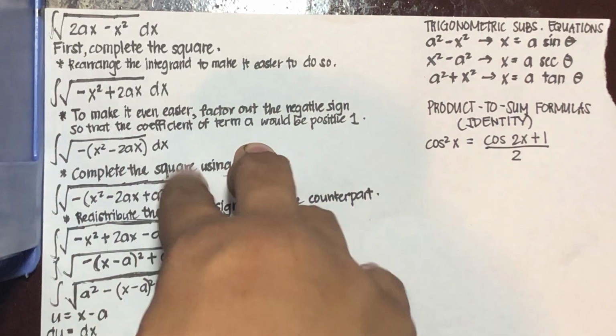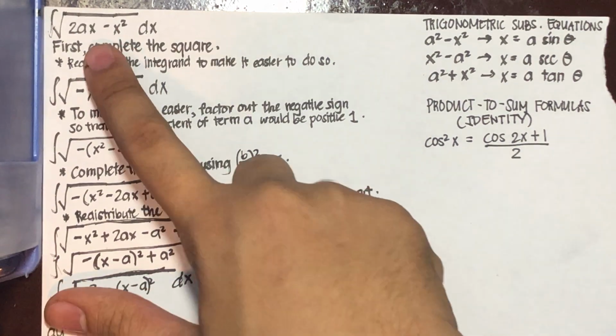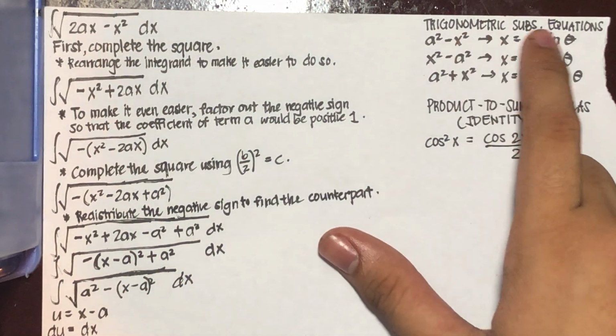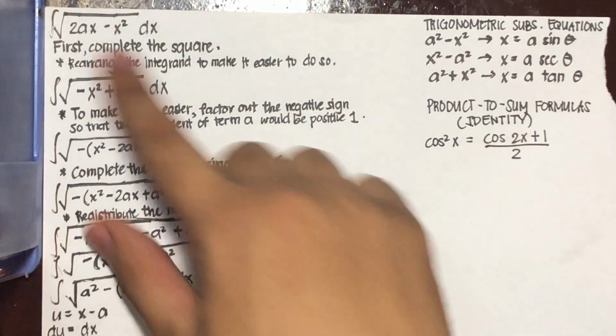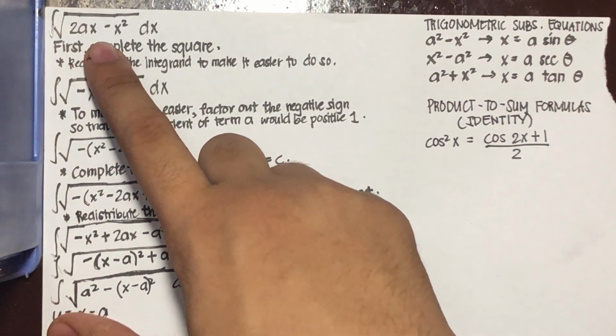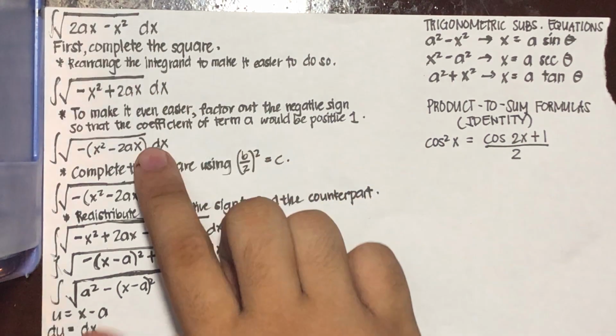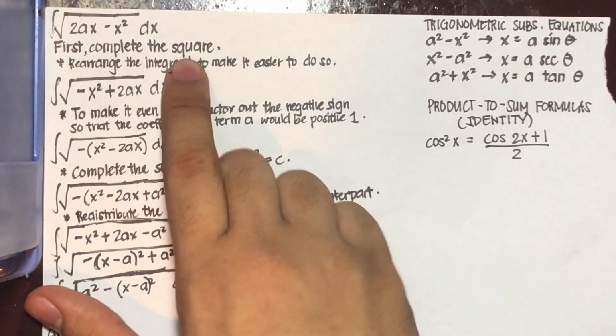So what do we do if we encounter this integrand, square root of 2ax minus x squared? We know for a fact that we cannot use trigonometric substitution directly because it's not in the proper format. And we cannot use u substitution here because it would lead us nowhere, and also we cannot divide it. Of course, there's no denominator.